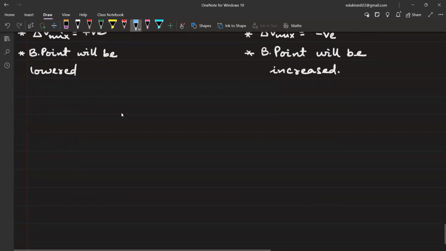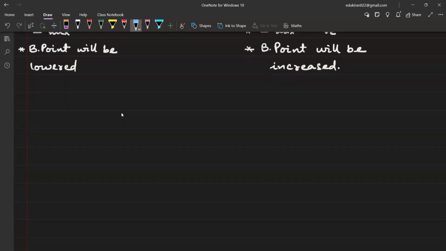Now, let us say we have an extreme case of positive deviation. Then what is going to happen? Please see. I have A and B as the components. A boils at, let us suppose, 150 degrees Celsius. B boils at around, let us suppose, 80 degrees Celsius.